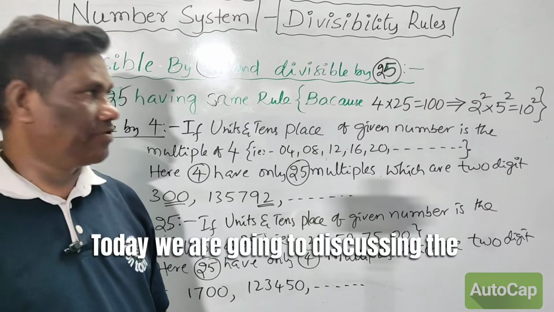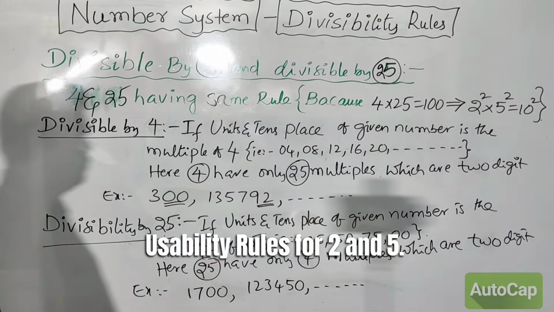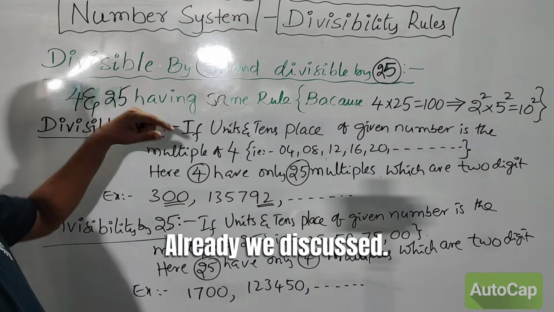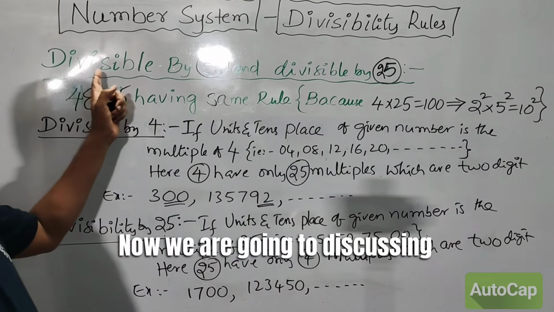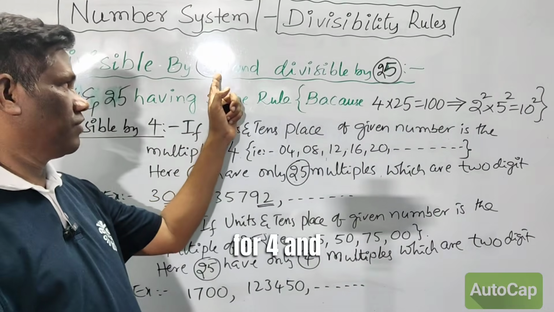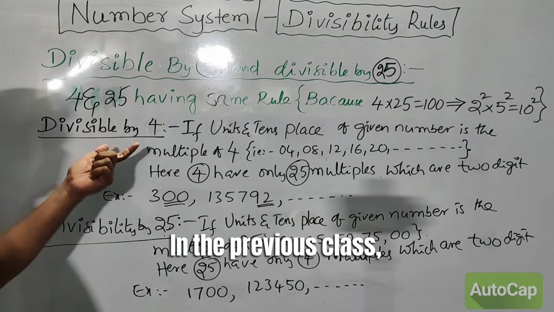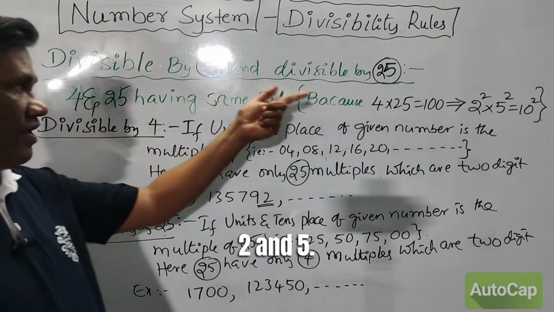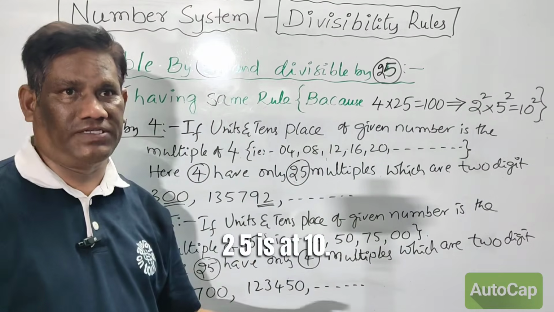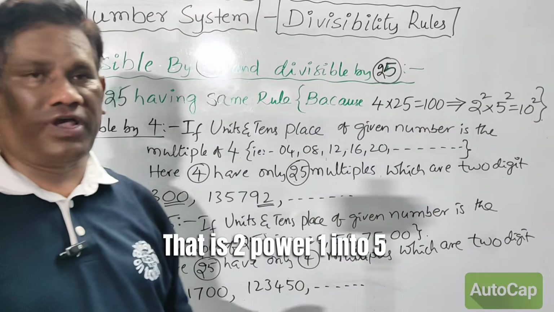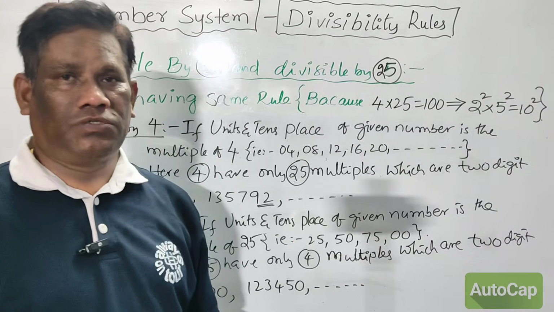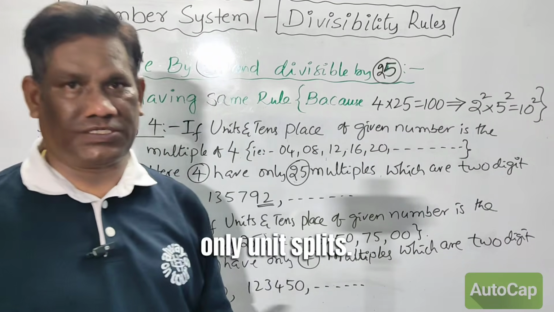Today we are going to discuss divisibility rules for 2 and 5. Already we discussed. Now we are going to discuss divisibility rules for 4 and 25. In the previous class, 2 and 5, why am I taking 2 and 5? 2 fives are 10, that is 2 power 1 into 5 power 1 equal to 10 power 1. So that's why we are taking only the units place.